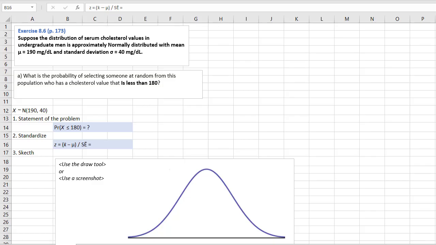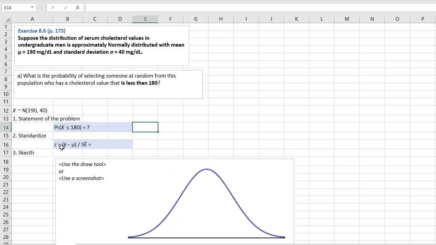Okay, suppose the distribution of serum cholesterol values in undergraduate men is approximately normally distributed with a mean of 190 milligrams per deciliter with a standard deviation of 40 milligrams per deciliter. So the first thing we do is state the problem. And our problem is, what is the probability of finding a person that has a cholesterol less than 180? There you go. That is our problem.